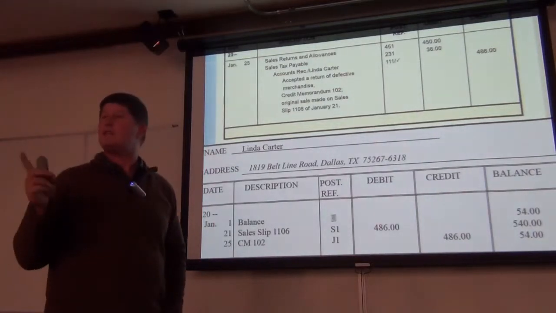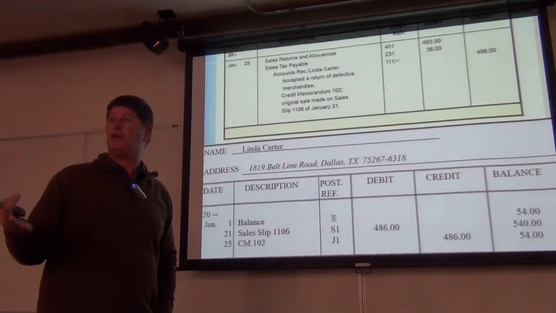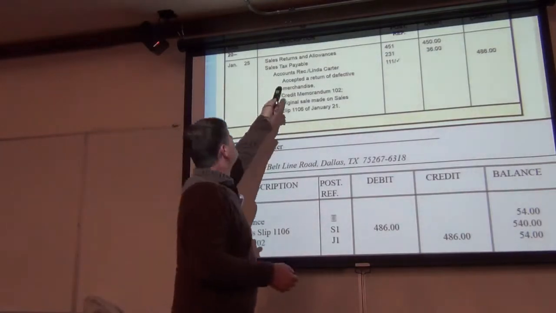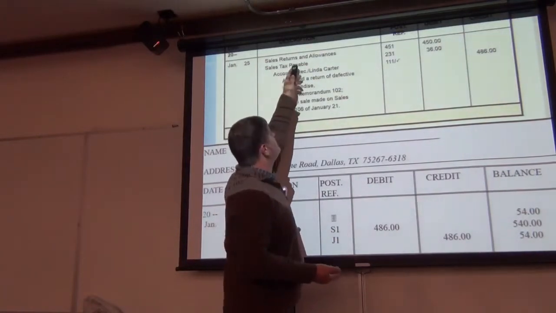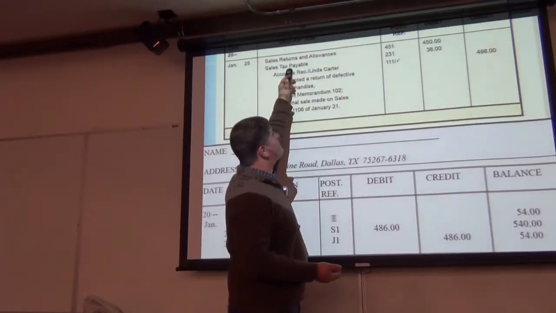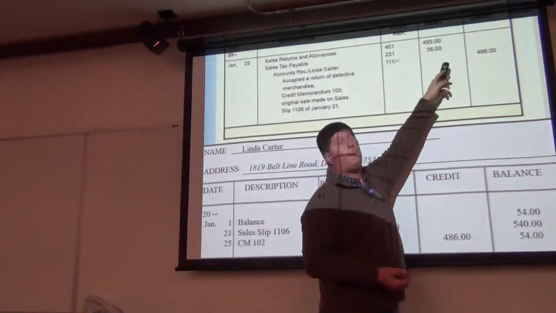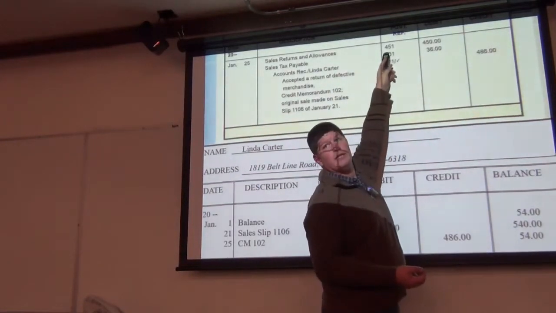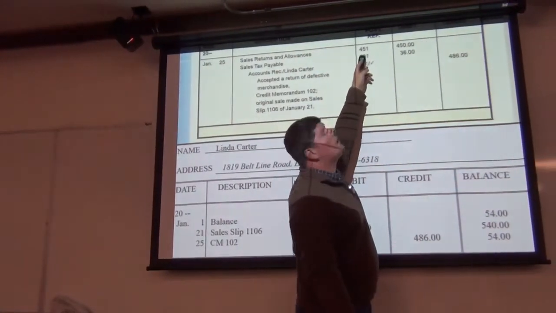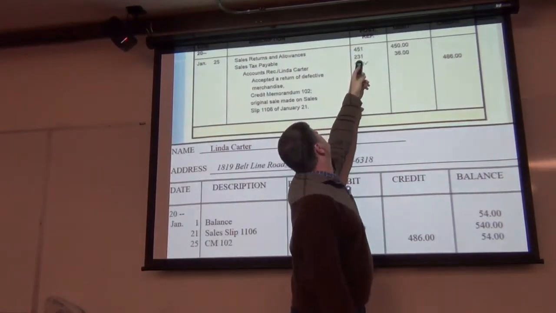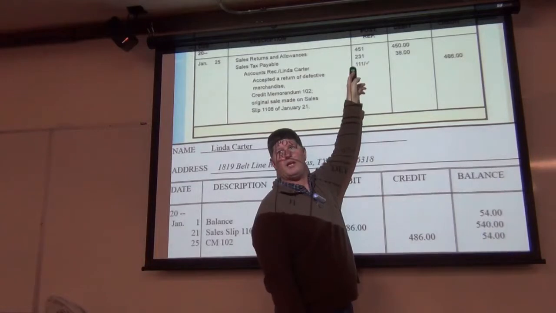So here's the key to this. Remember, we talked about this and we said it gets posted to the general journal. Here's what it looks like in the general journal, except it's a different customer. So we debit sales returns, we debit sales tax payable, we credit accounts receivable. Notice the posting reference. It's straight to the general ledger account for returns and allowances, a debit to sales tax payable, a credit to accounts receivable, which is 111.